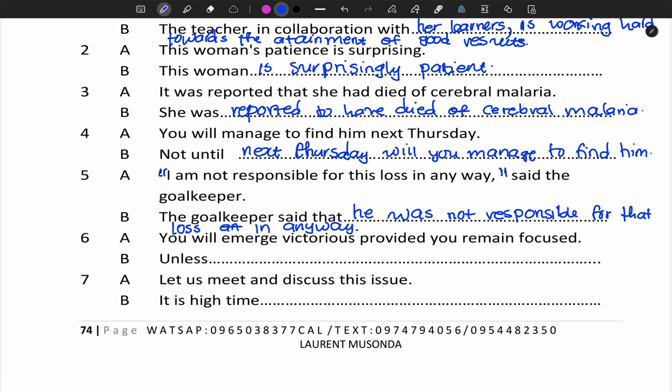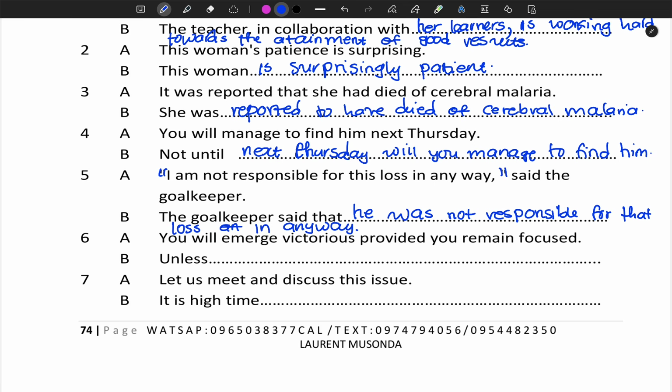You will emerge victorious provided you remain focused. So here we are dealing with a condition. There is a condition for you to emerge victorious. You need to remain focused. If you don't remain focused, then you're not going to emerge victorious. For you to pass, you need to study hard. You don't study hard, you don't pass. So there is a condition. So these are condition sentences.